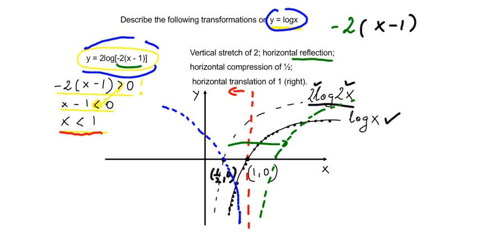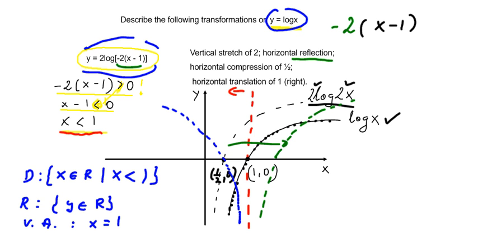Okay. So to summarize, the domain is real values such that x is less than 1, the range is real, the equation of the vertical asymptote is x equals 1, and it is a decreasing type of function.